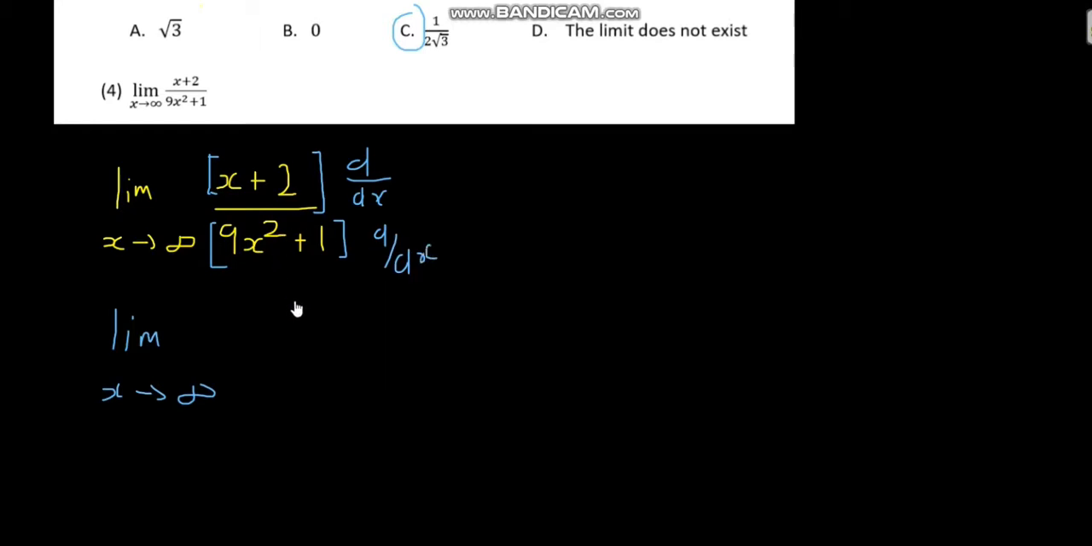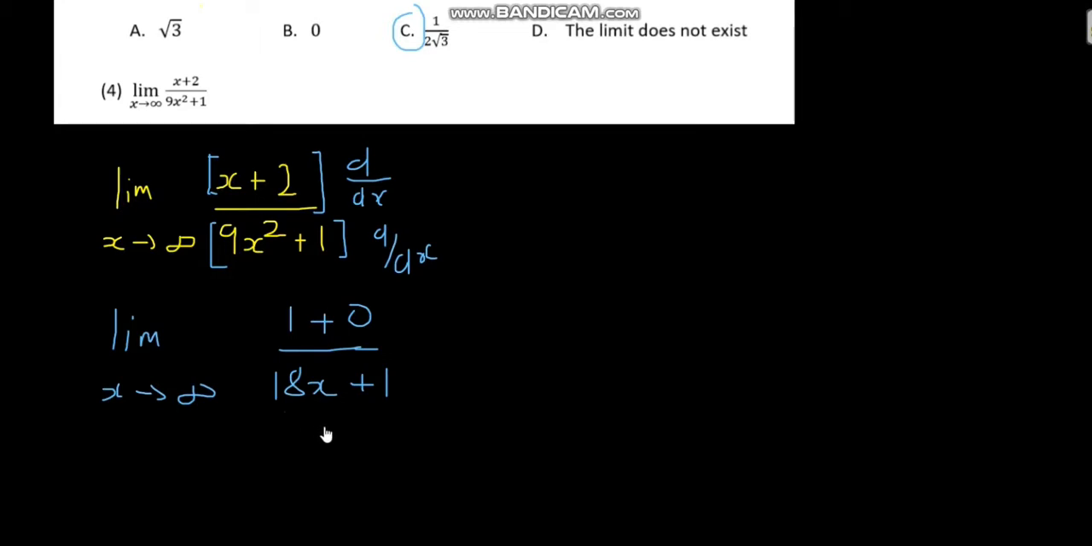Okay, so now let's find the derivative of what you have on top. That will give me 1 plus 0, because the derivative of x is 1 and the derivative of 2, which is a constant, is 0. And then 9x squared will give me 18x plus 1. This is what you have here. So with this, our answer is still indeterminate because we don't get a value for infinity.